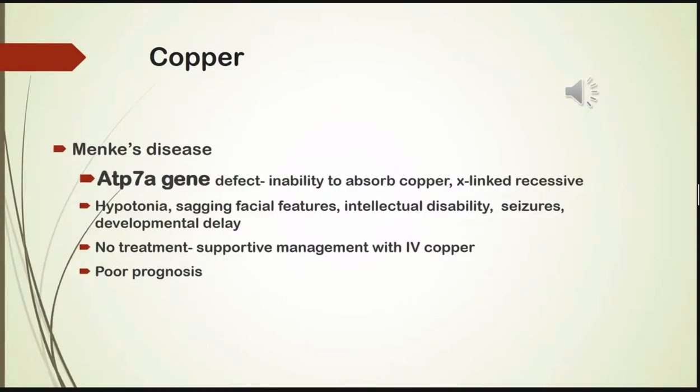Menkes disease is caused by a defect in the ATP7A gene. This leads to inability to absorb copper, and this is an X-linked recessive disorder. Patients with Menkes disease have hypotonia, sagging facial features, intellectual disability, seizures, and developmental delay. Unfortunately, there is no treatment for Menkes disease, and management is basically just supportive with the IV form of your copper. Generally, Menkes disease has a poor prognosis.